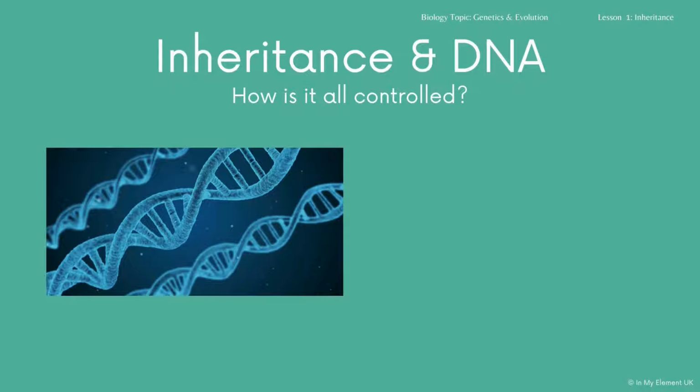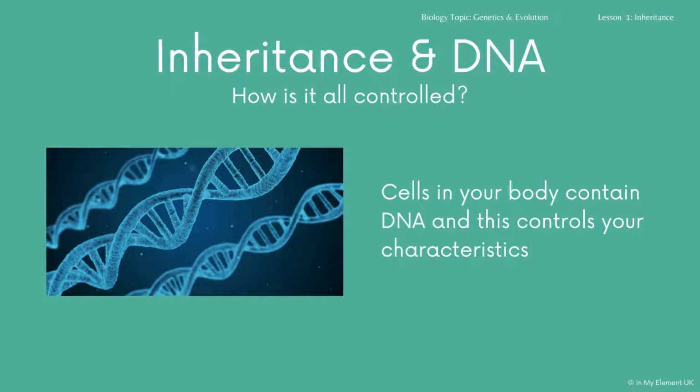So how is it all controlled? That image there, if you don't know already, is an image of DNA through an electron microscope. Now, all the cells in your body contain DNA, and DNA is what controls your characteristics. So every cell has DNA.